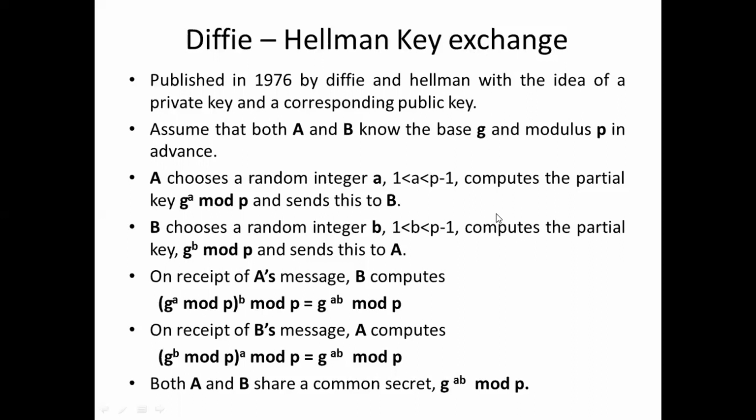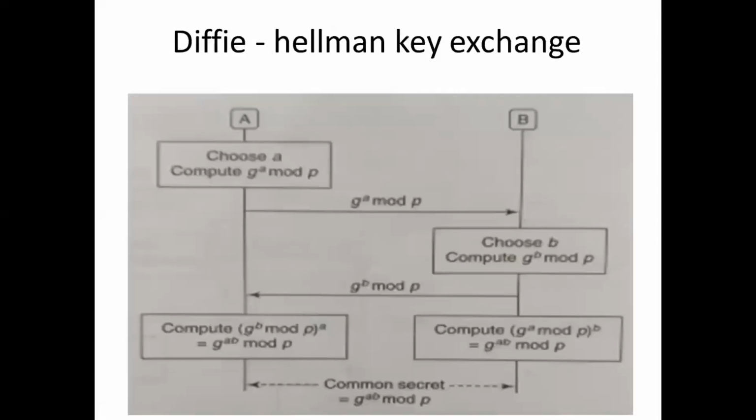What you have to do first is you have to assume both A and B. Here the two parties are nothing but A and B. Both A and B know the base value and the modulus value. Let us see with this diagram. A and B are the two persons. A and B both know the G value and P value.